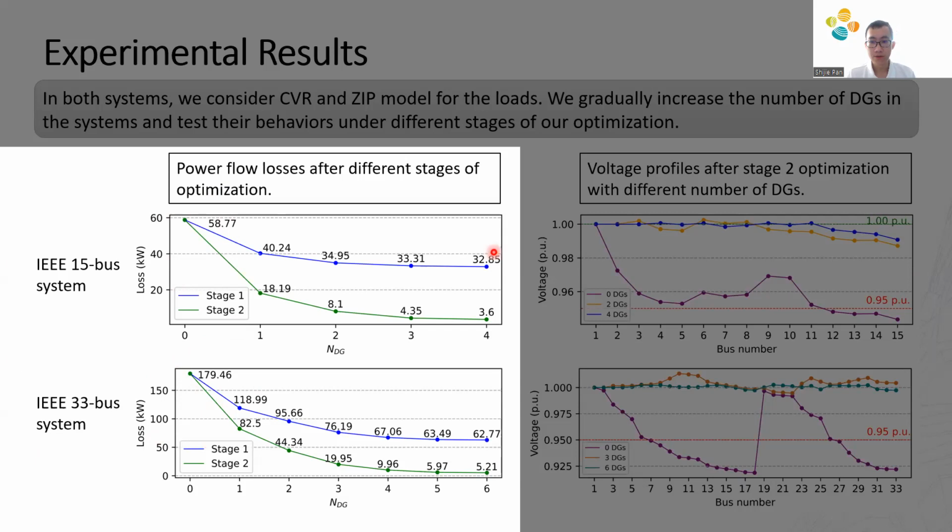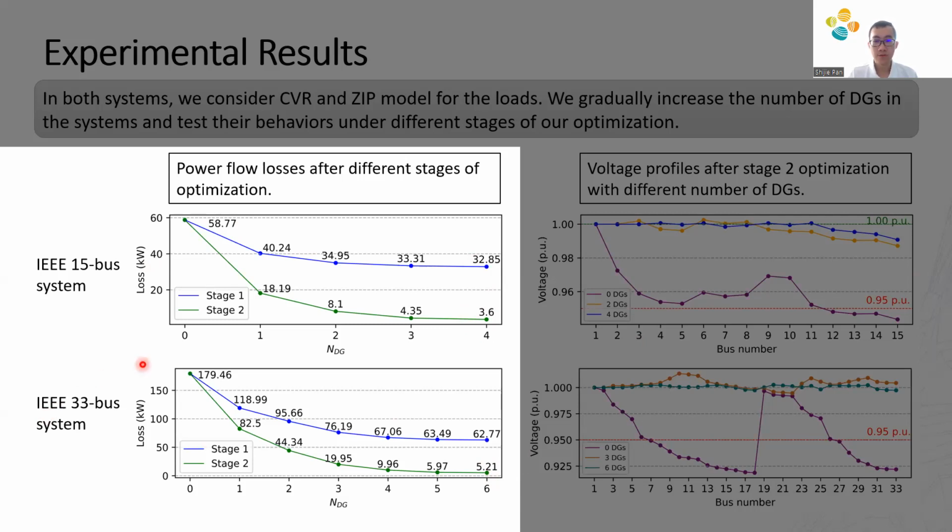After we apply the stage 1 optimization, which is with the optimal placement and sizing of DGs, as the blue lines show, we can have the power losses significantly reduced from 160 to around 30, which is by half in the IEEE 15-bus system, and from 180 to around 60 kilowatts, which is one third of the original one in the IEEE 33-bus system. And after the stage 2 reactive power output optimization, we can make the power losses even much less, to be around 3 kilowatts in the IEEE 15-bus system and 5 kilowatts in the IEEE 33-bus system.